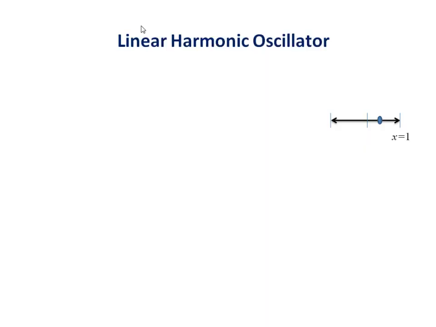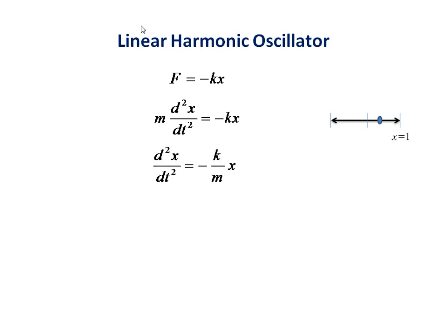Now the linear harmonic oscillator. Consider a particle executing harmonic motion under the action of force F equal to minus kx, where k is a force constant and x is the instantaneous displacement from the mean position. By Newton's law, F is equal to m into d2x by dt square. If we rearrange this equation, d2x by dt square is equal to minus k by m into x.